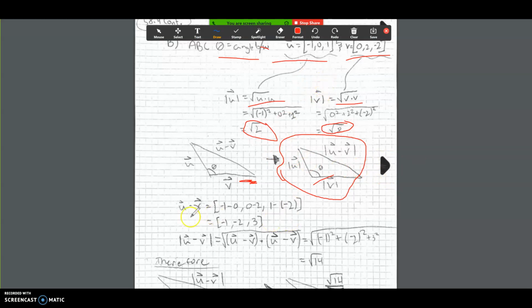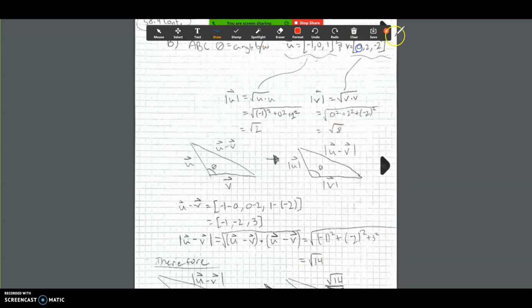Then I moved on to this formula, which is vector u minus vector v. I combined those values here and ended up getting -1, -2, 3. I substituted that, and actually, this one was for this triangle. Then I substituted it into this triangle right here, and I ended up getting root 14.